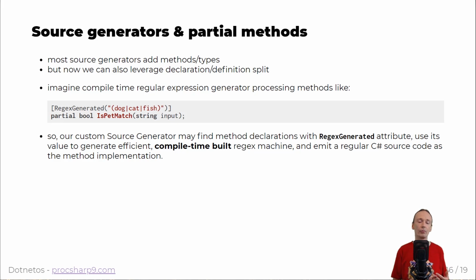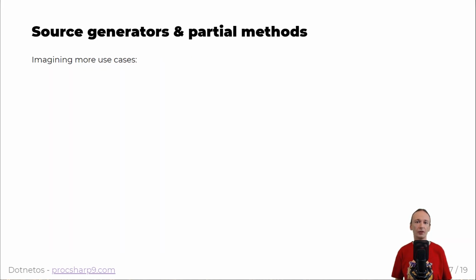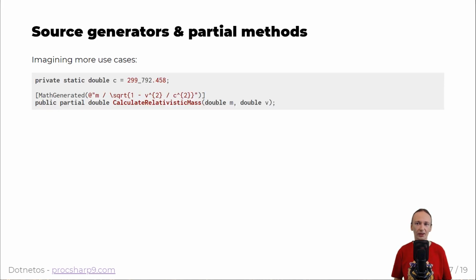And this is possible because of this split. This is a declaration of a method. So we have an attribute, we have a return type, we can apply attributes to it, and then an additional file will be created with the help of this source generator, and the definition of it will be added. So there will be another part of this method with the implementation itself. And imagine more use cases. Your imagination is the only limit here.